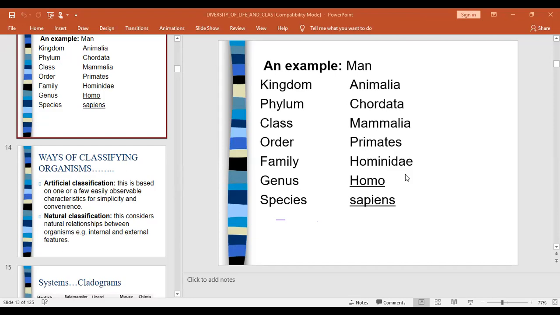Now, I was explaining to you that for every taxon, you get characteristics that are peculiar, that only fall within that taxon. We have so many animals. Some of them are cold-blooded. Do you think an amphibian, which is cold-blooded, like a frog, is not an animal?